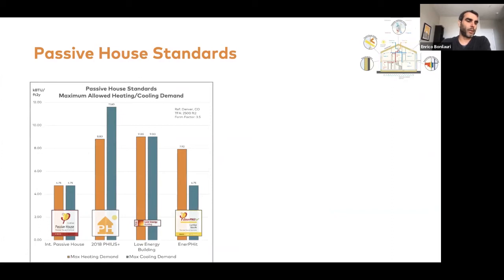Comparing apples to apples, you see on this graph the maximum allowed heating and cooling demand for the International Passive House, the Fuse Passive House, the low energy building, and the Enrofit. Clearly, the lower the column, the more strict the standard and the more efficient the building.